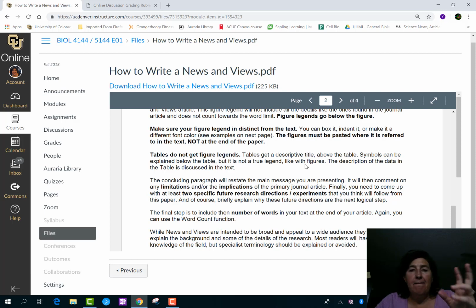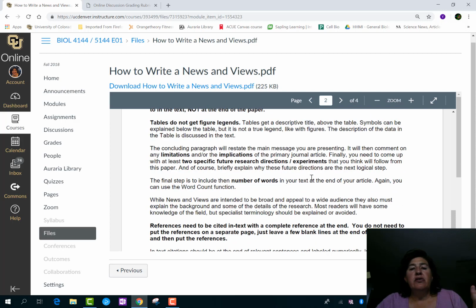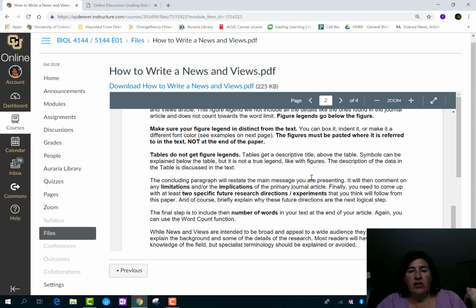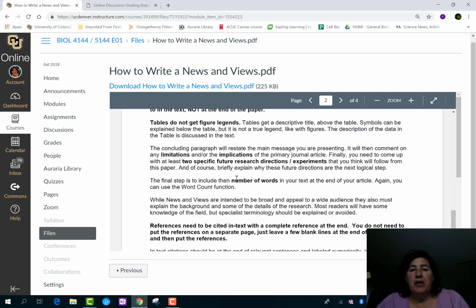You must refer to your figures in the text. So don't assume that I'm going to look at the figure at the appropriate time. Tell me when to look at that figure. And you're going to number your figures starting with number 1. So even if you're taking data from figure 3 in the paper, it's going to be your first figure. And there'll be another video that shows you a little bit about how to make these figures. Make sure you include the number of words at the end of your article.